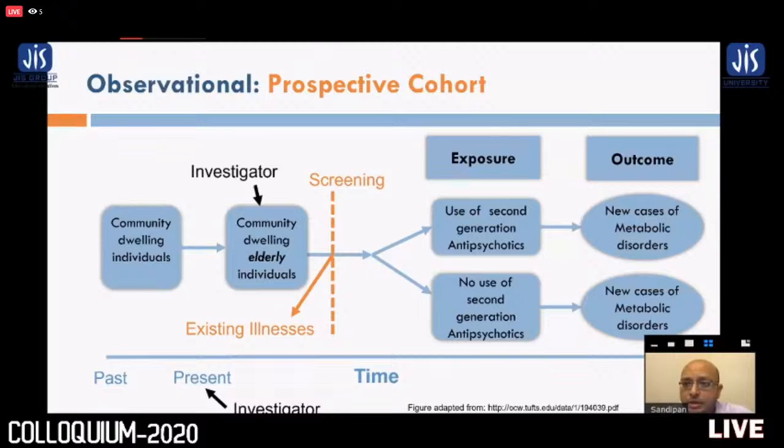These are very efficient for rare exposures and outcomes with long induction and latency period. So it is not something like, it happens right away. It takes time for that outcome to happen once you start using that particular medication. It doesn't happen like you start getting those metabolic disorders right away. It needs maybe 6 months, maybe 1 year time, maybe 5 years time. So that long induction and latency period is where this kind of study design is very useful.